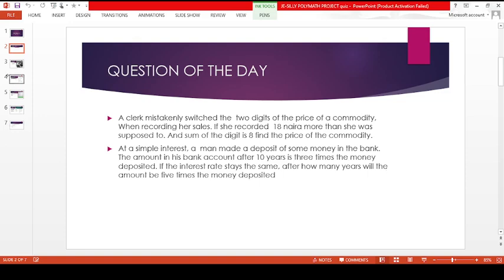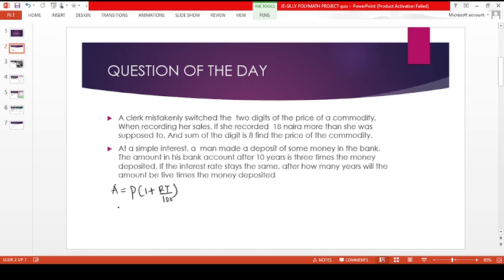So here it said, at simple interest, a man deposited some money in the bank. The amount when it comes to simple interest is given by A = P(1 + rt/100), all closed in a bracket. This is the formula for amount, and we are going to split this in two sections.